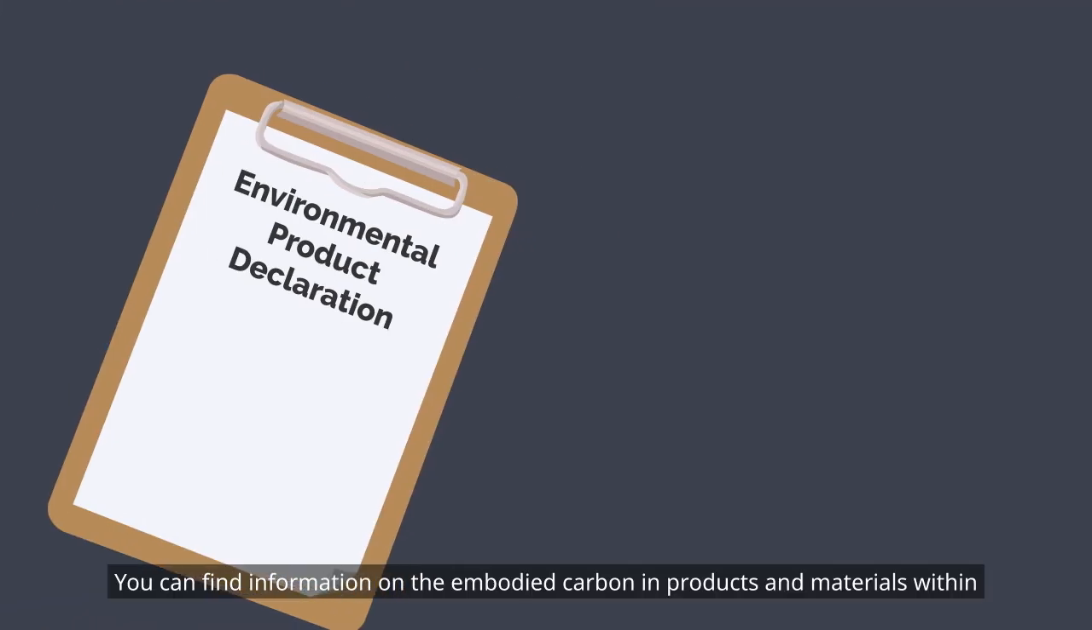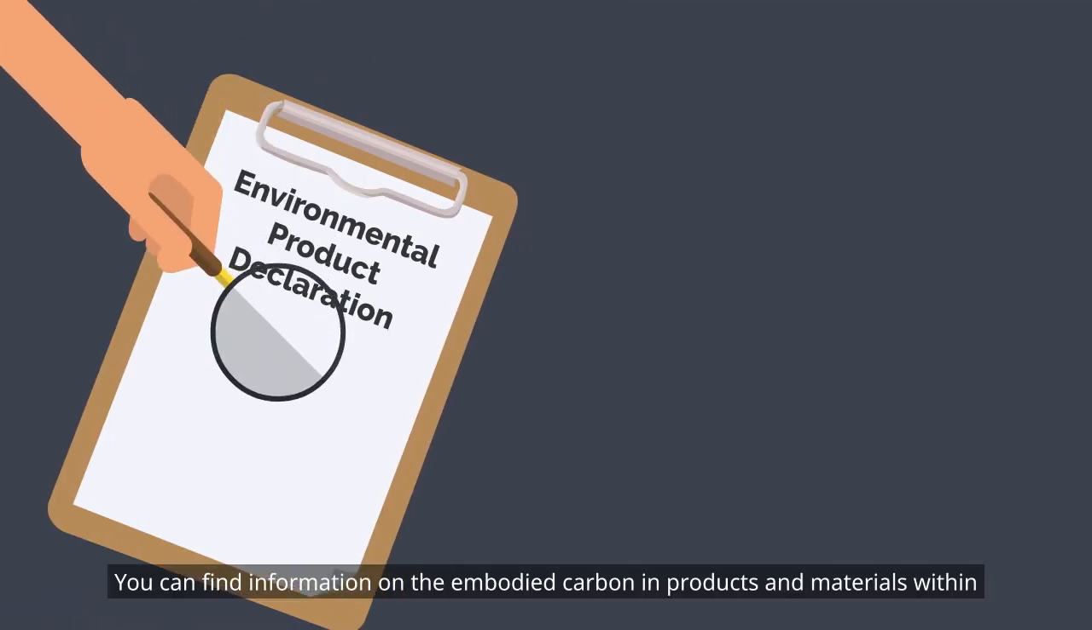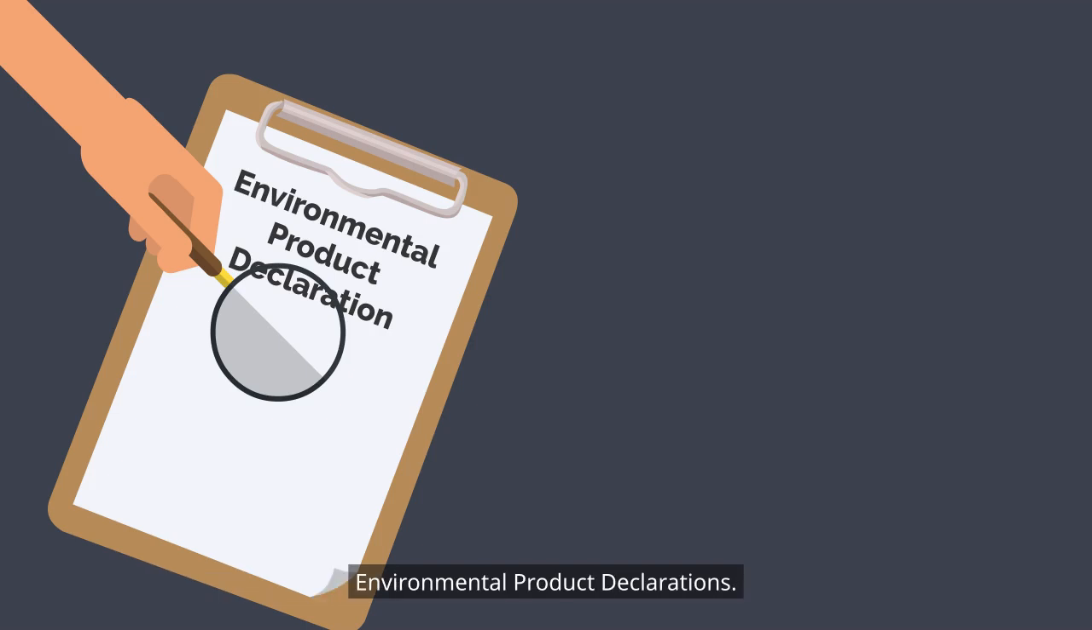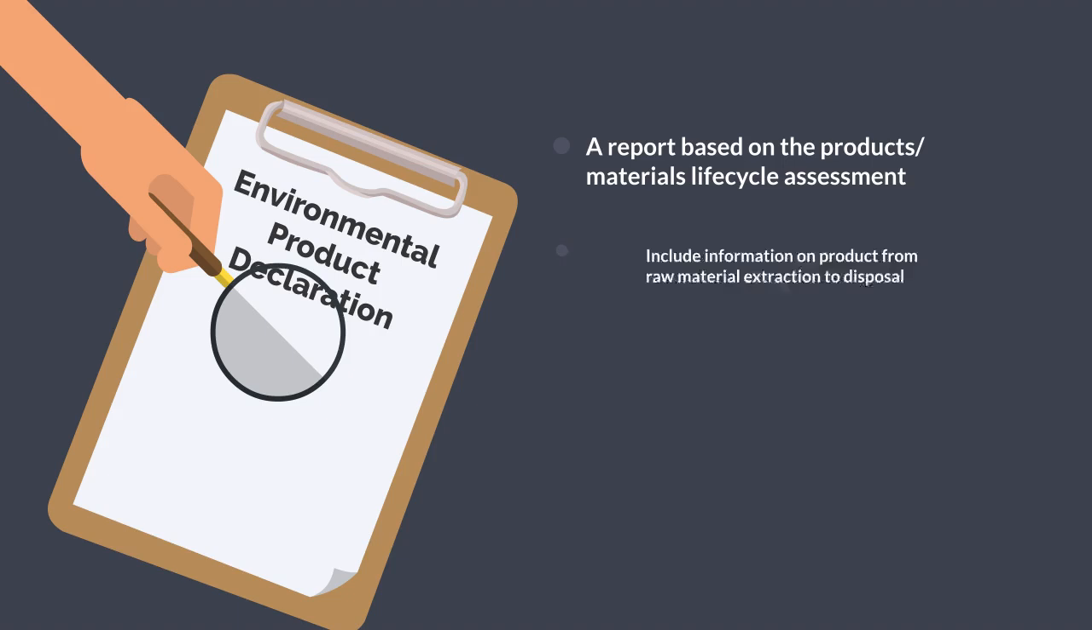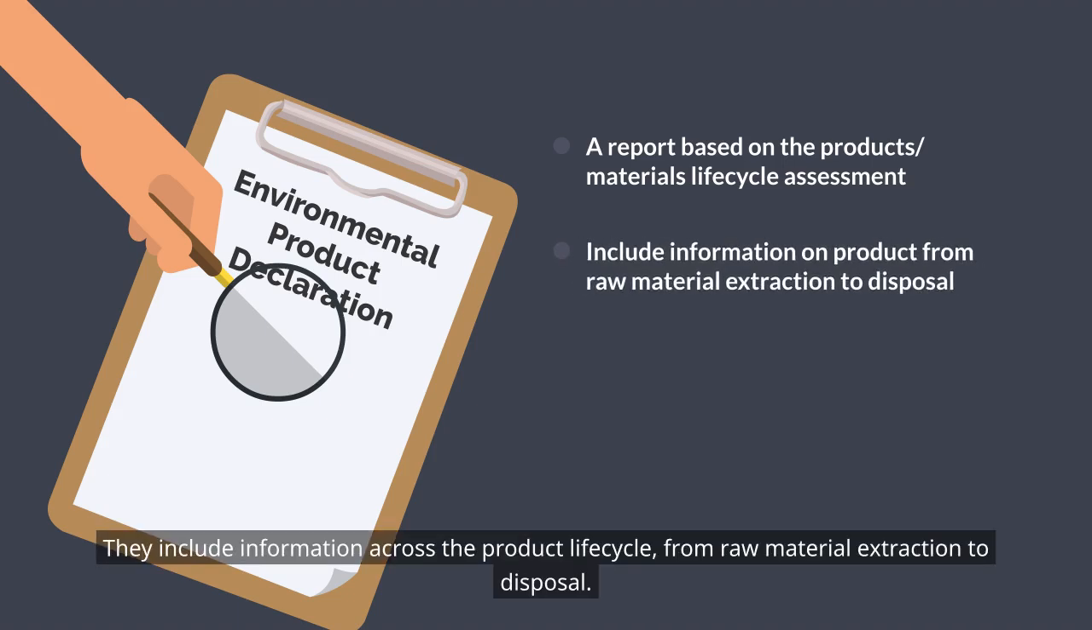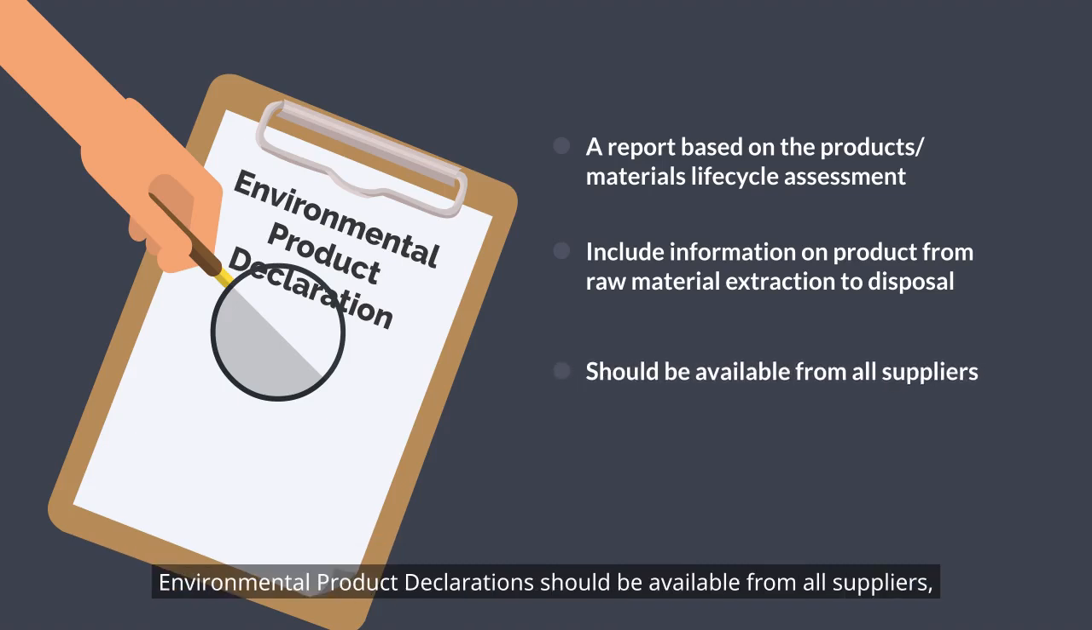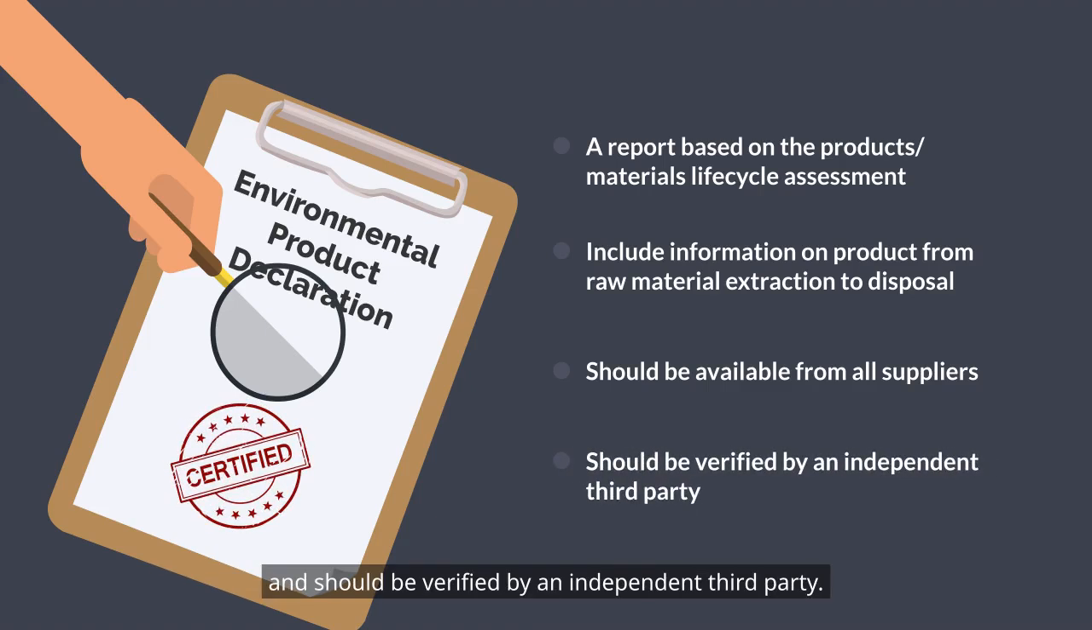You can find information on the embodied carbon in products and materials within environmental product declarations. These are reports based on the product's or material's life cycle assessment. They include information across the product life cycle, from raw material extraction to disposal. Environmental product declarations should be available from all suppliers, and should be verified by an independent third party.